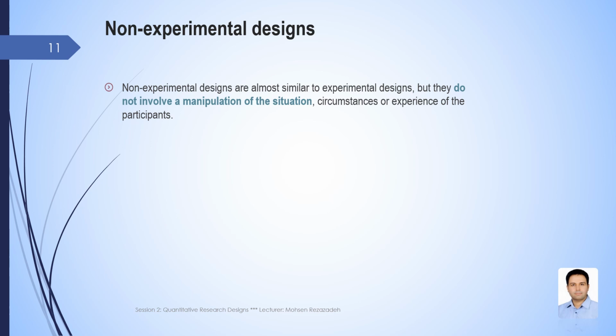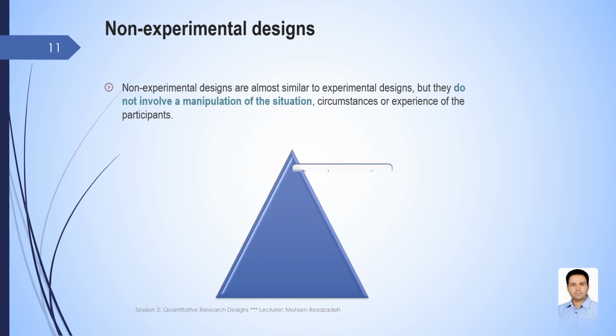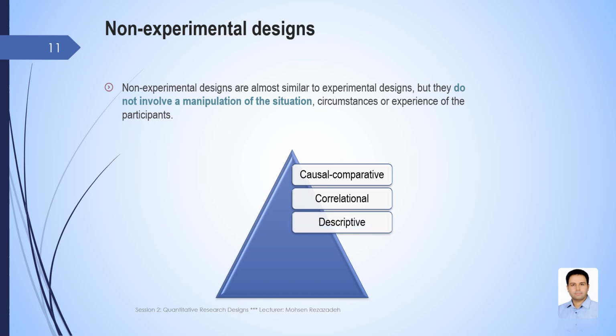In fact, we have no experiments. We do not manipulate the independent variable. There are 5 different types of non-experimental designs. The first is causal-comparative design. Second is correlational design. Third is descriptive design. Fourth is survey design. And the last one is field design or field research. I'm going to talk about each of these one by one.